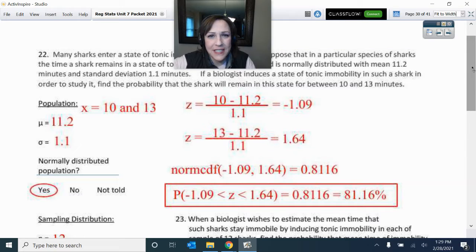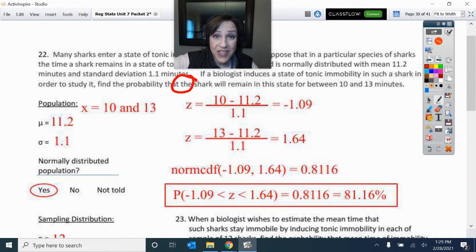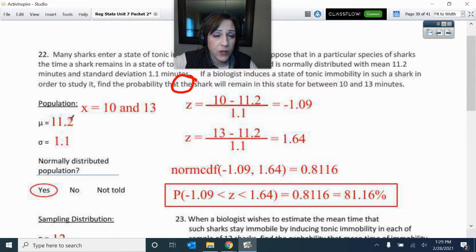All right, let's finish out this assignment here. With this first problem, problem number 22, we're going to do 22 to 26. This is actually asking just about one shark. Okay, so if we're talking about just the shark, one shark, then we need to talk about individual sharks from the population.